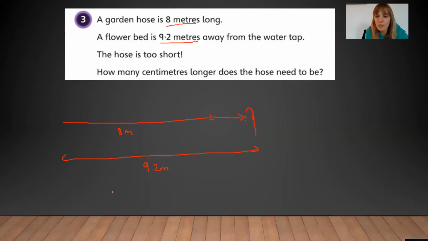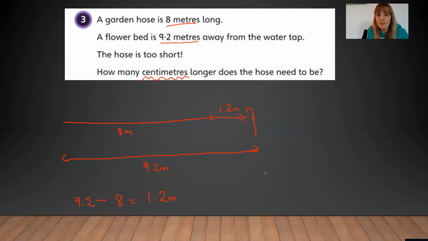Well, first of all, I'm going to work it out in meters because that's nice and straightforward. Because in order to find out the difference between those two, I've got to do 9.2 and take away 8. And that would leave me with 1.2 meters. Happy with that? That's then telling me that here, this needs to be 1.2 meters longer in order for it to reach the hose. And I know that's correct because if I did 8 add 1.2, I would get an answer of 9.2. But crucially, my question wants my answer to be in centimeters.